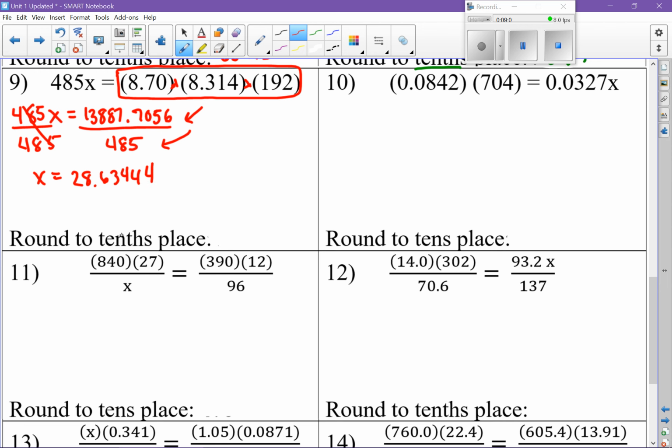28.634444. The tenths place is where we want it, which is right here at this 6. So I'm going to chop my number there. Keep the 28. The 3 directly after it means you are not going to round up, so it's going to stay 28.6.